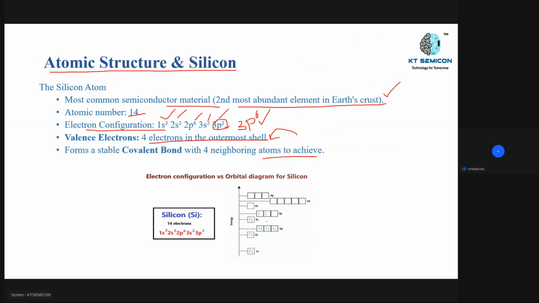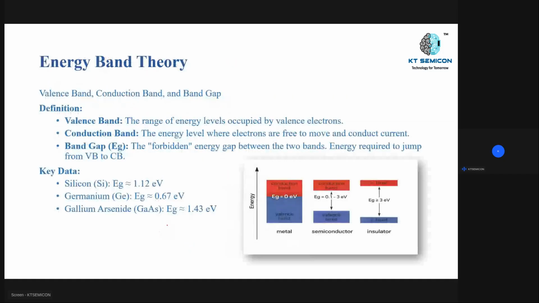Okay, so this is the thing. Here, if you want to add electrons we can add. We can add 4 more electrons in this outermost shell. Understand? So after that, energy band theory.